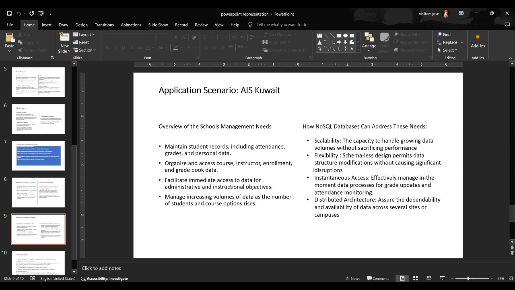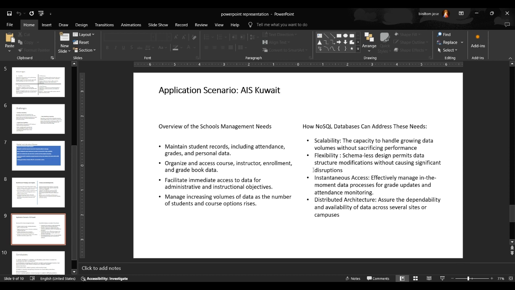So the application scenario, which I mentioned earlier, is a school. A school has to maintain student records, including attendance, grades, and personal data. The second thing is it needs to organize and access course, instructor, enrollment, and gradebook data. The third is to facilitate immediate access to data for administrative and instructional objectives. And the fourth is managing increasing volumes of data as the number of students and course options rises.